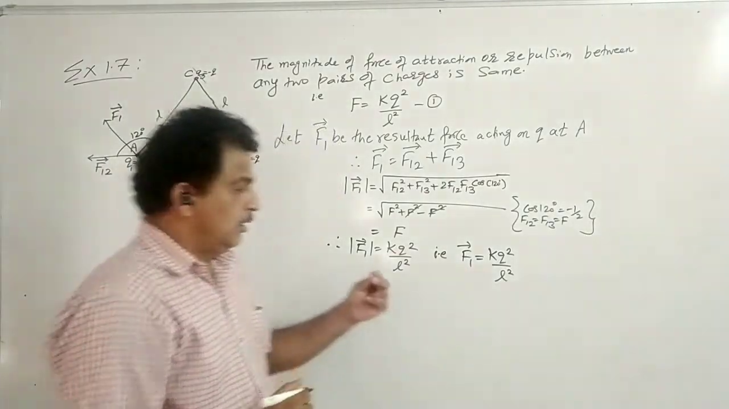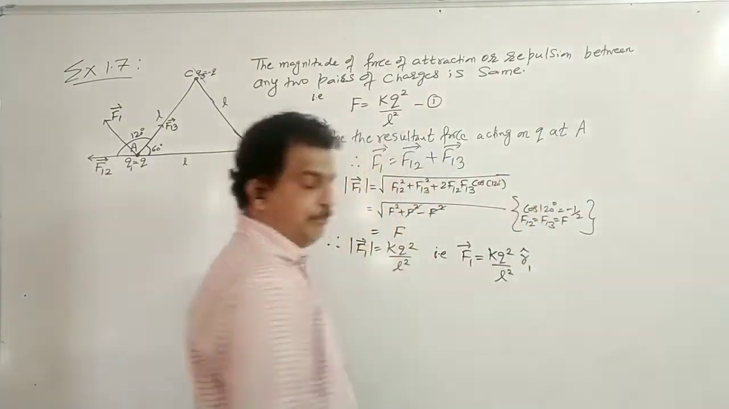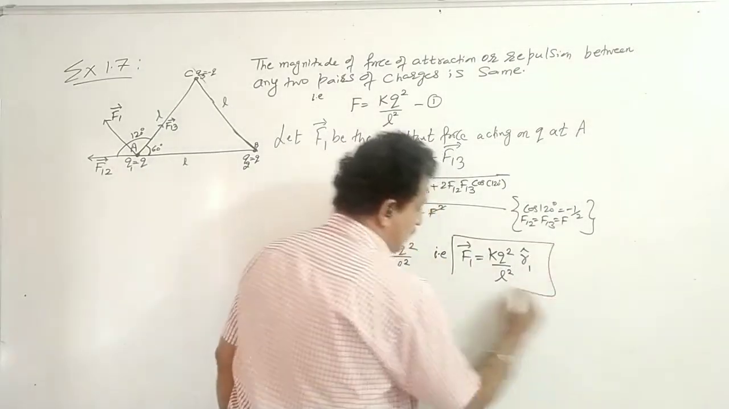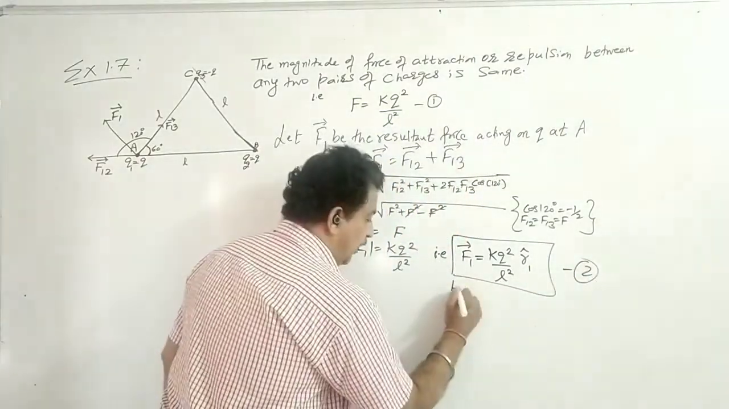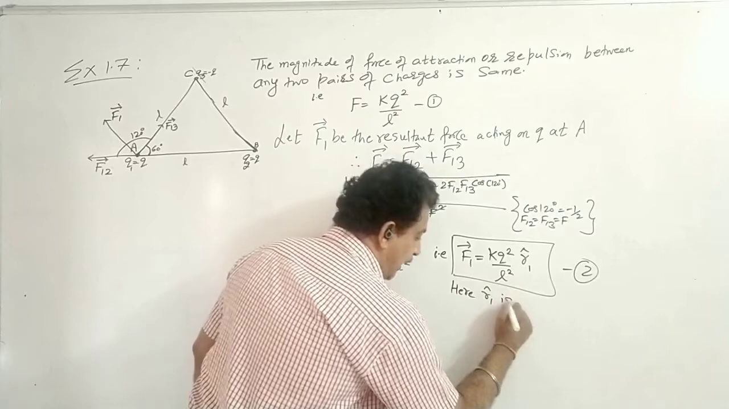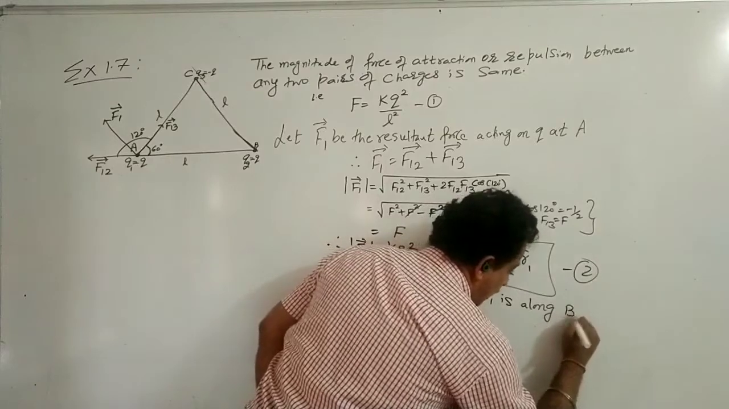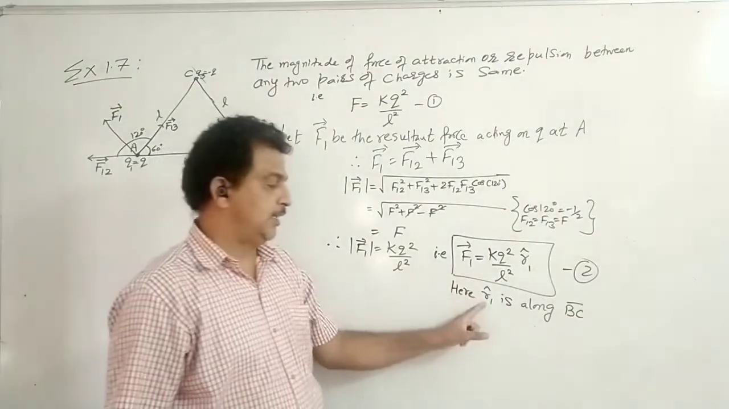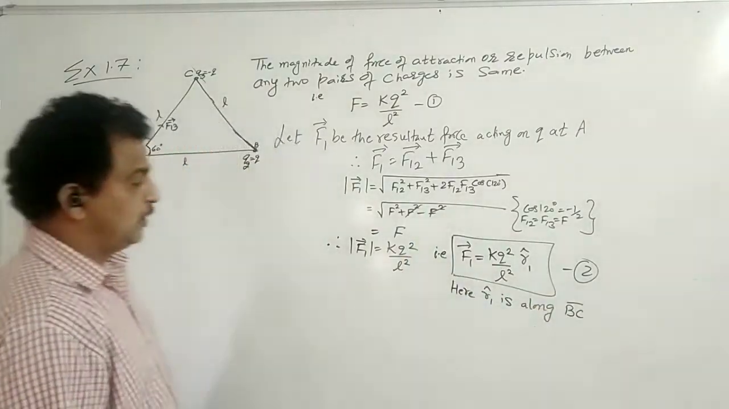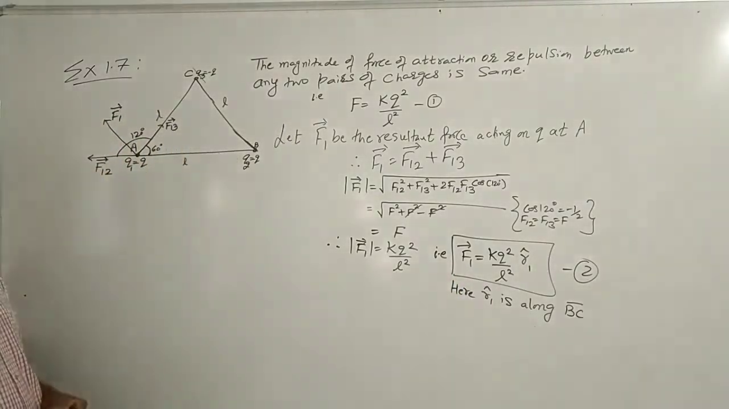So I will take the help of a unit vector and I name it R1 cap. So this is my answer for the resultant force acting on A. Let us give it equation 2. Here R1 cap is parallel to BC, so I write the direction along BC. So R1 cap is a unit vector along BC. This is how I find the resultant force acting on the charge kept at point A.